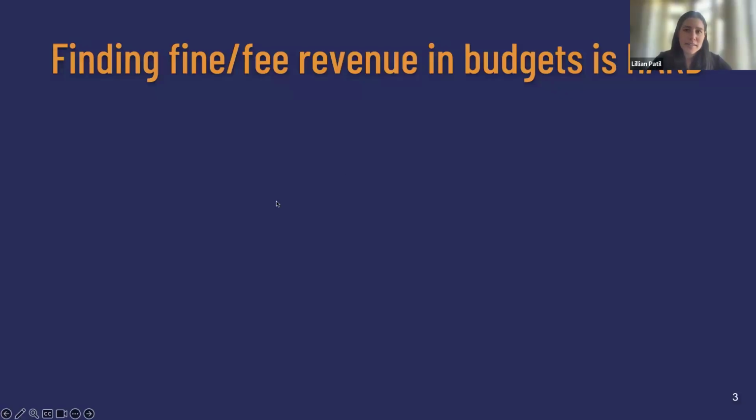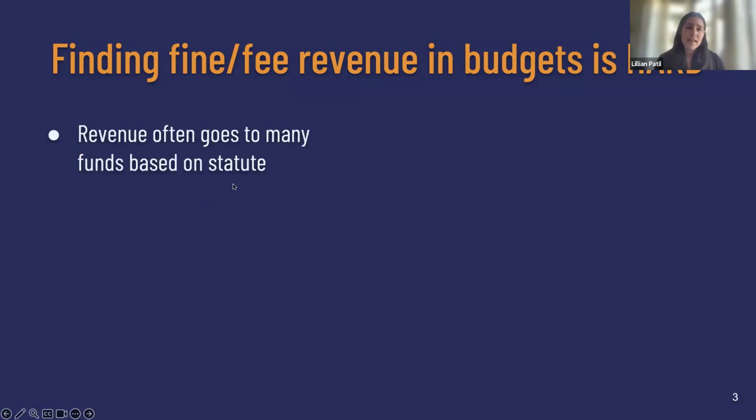So in starting this conversation about following the money, I first want to just acknowledge that finding any revenue stream in budgets, but particularly fine and fee revenue streams, is really hard. And that is for a number of reasons. One of the biggest ones being that for a fine or fee that is assessed and then collected from people who are interacting with the criminal legal system, that revenue, even if it's a very small amount of money, often can go to many different places, many different funds, many different agencies, sometimes in multiple different jurisdictions.